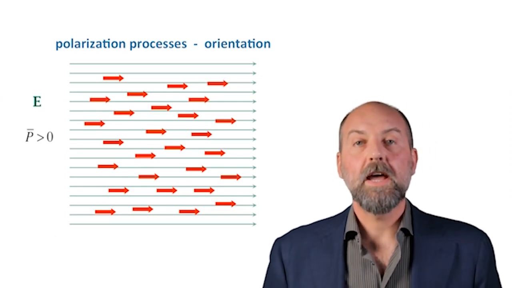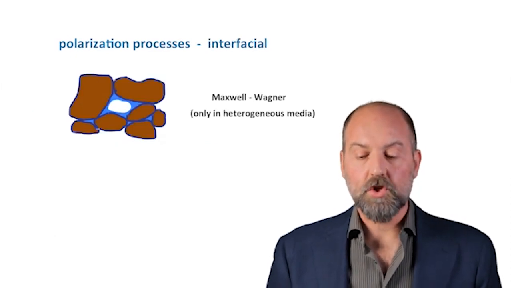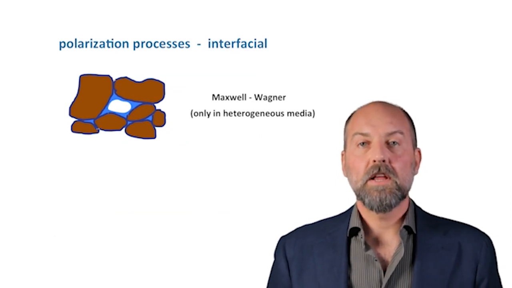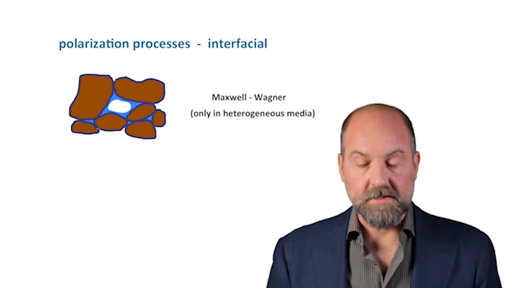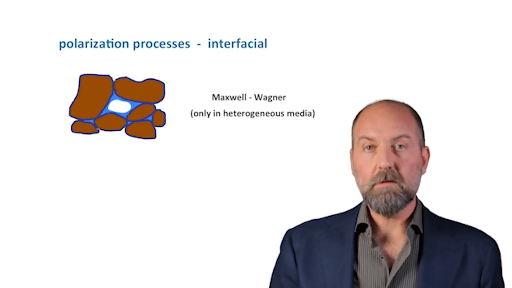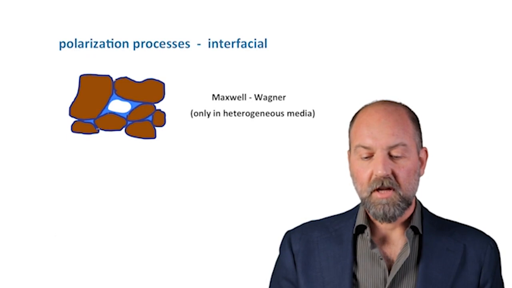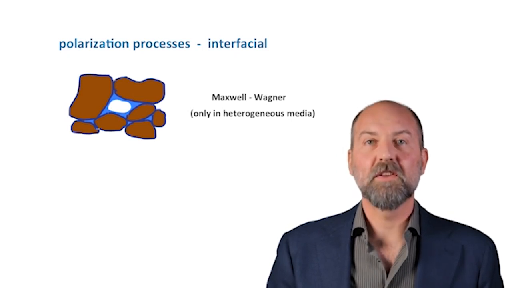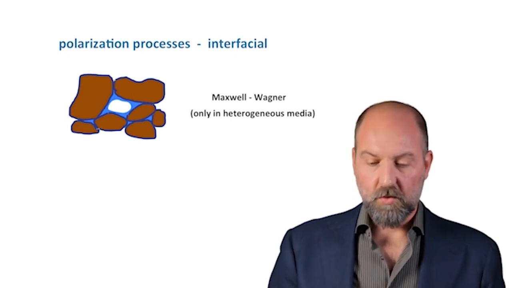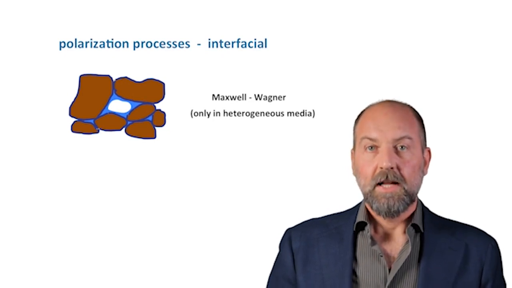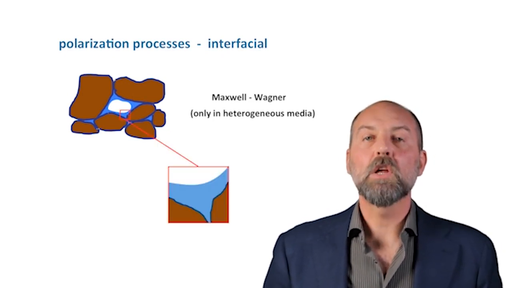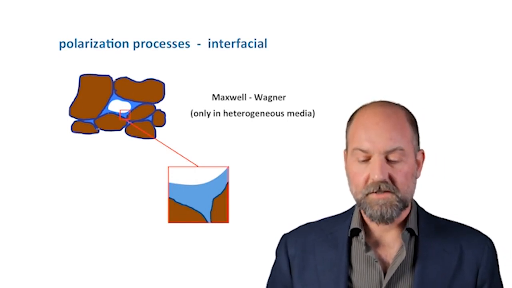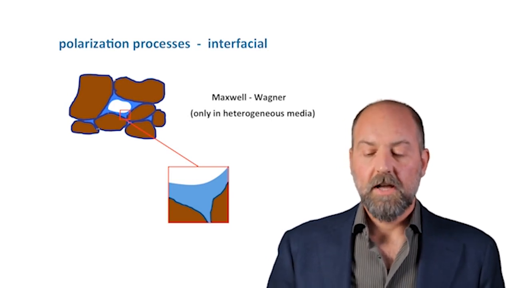Now, a third and most interesting mechanism for polarization is what is known as the Maxwell-Wagner polarization. It is typical of heterogeneous systems. Here we have an image showing soil, where you can see the solid particles, and the water and air, which is the white bubble right in the middle. Now, let's take a closer look at the portion of this system that highlights all three phases: the solid particles, the water, and the air.